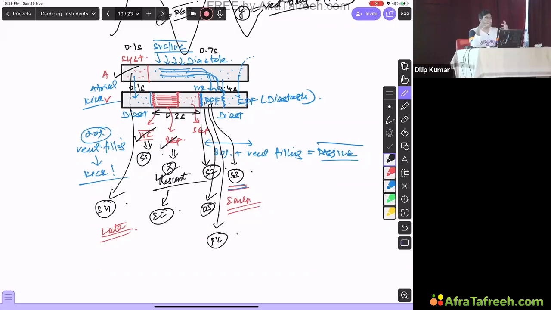At the same instant, you might get both the opening snap and the second heart sound. That is also one reason why in very severe AS, with very severe MS, you might lose the opening snap, because sometimes it can get merged with S2. Are you understanding or not?